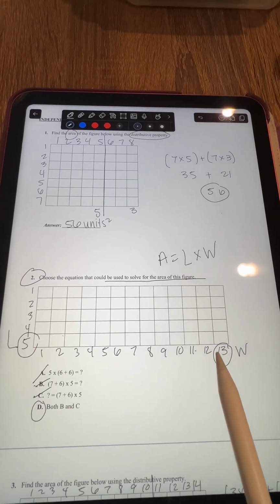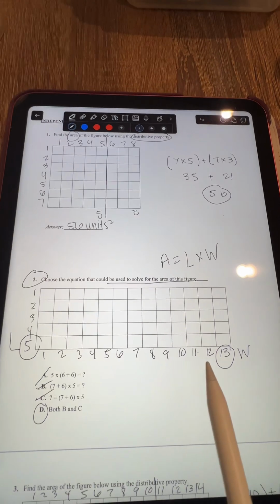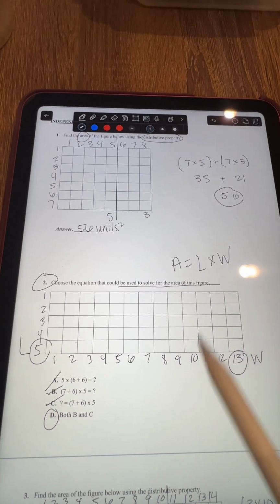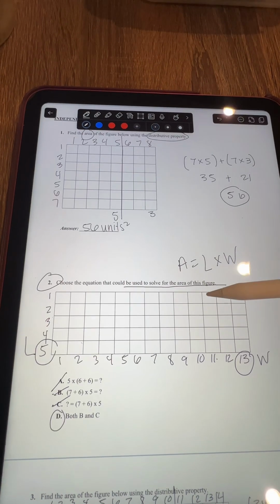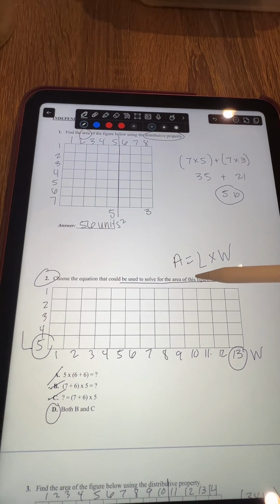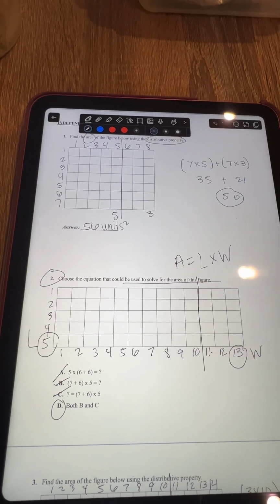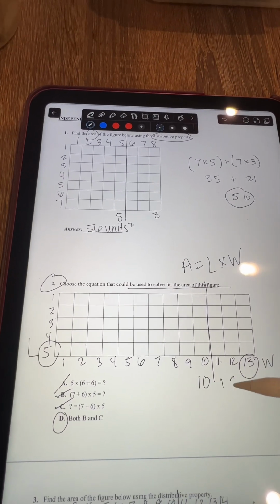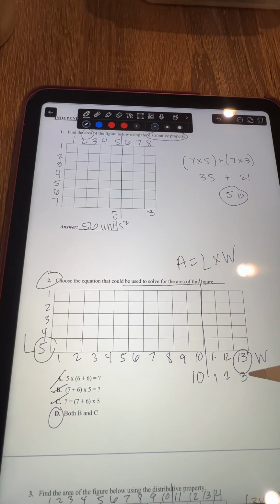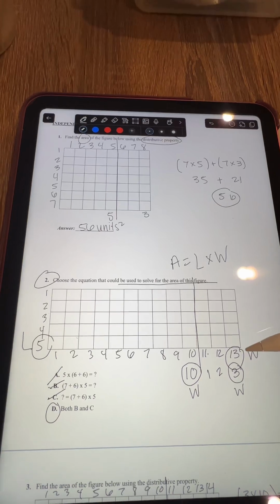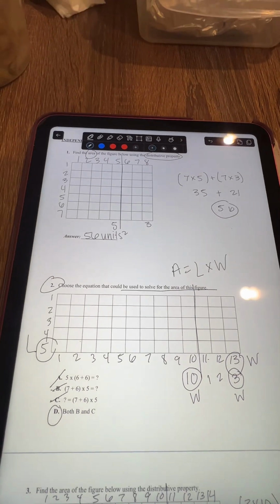And because my width is 13, doing 5 times 13 would be pretty tricky. So that's why we would use distributive property to break down the number. I like to break it down with my tens because solving for my multiples of 10 is really easy. So I'm going to break 13 down into 10. Count your columns again. So 10 and 3. These are my new widths because I broke down 13 into 10 and 3.